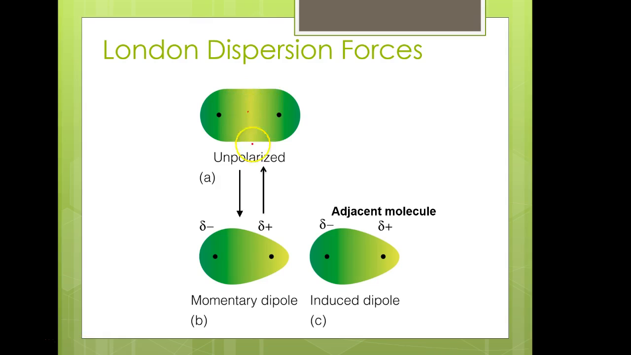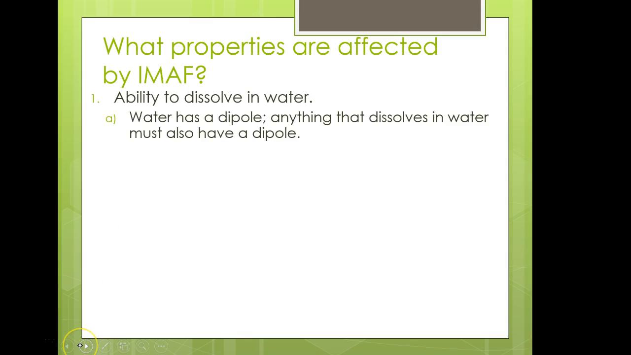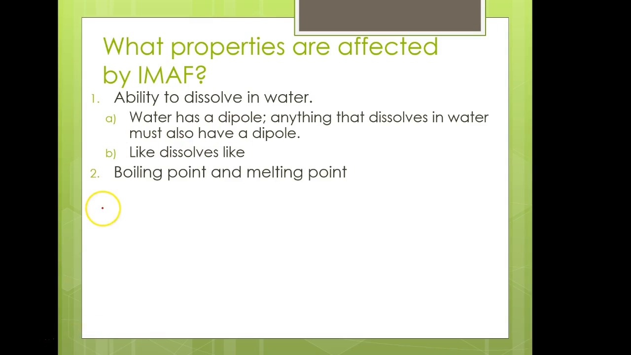So London dispersion forces are a temporary dipole that induces a dipole, and it's the attractive force between two different molecules based on charge. So the properties that it affects predominantly are boiling point and melting point, but also the ability to dissolve in water. And in order to dissolve in water, pretty much everything else that dissolves in water has to have a dipole. So it can be ionic or it can be a polar molecule. That's where the term "like dissolves like" comes from. Boiling point and melting point, very important.